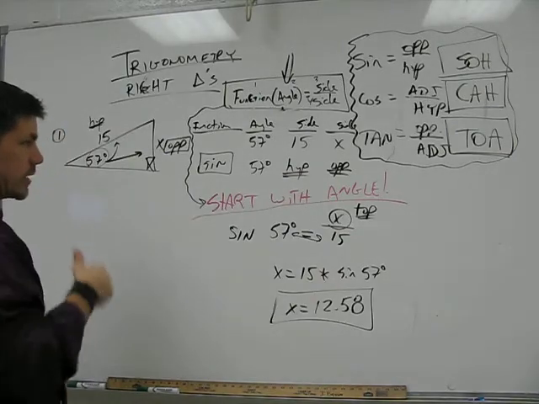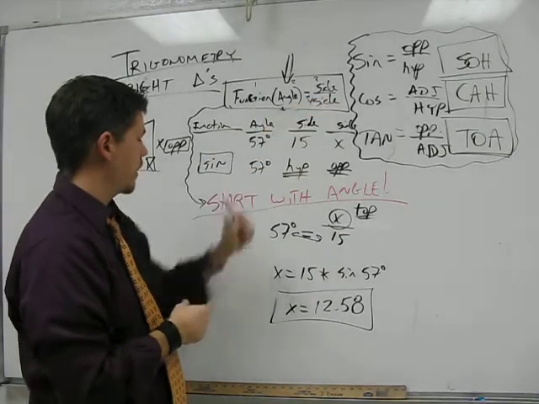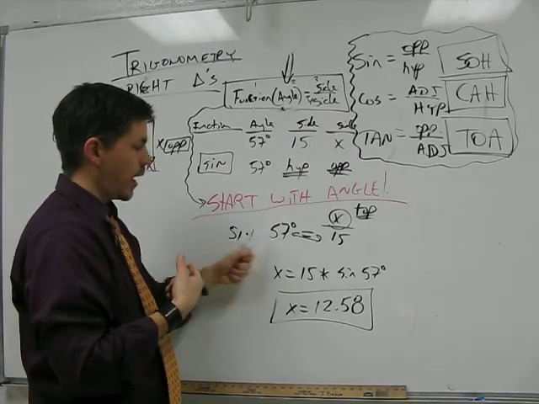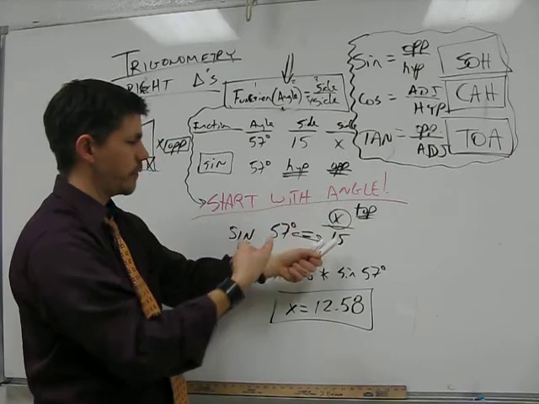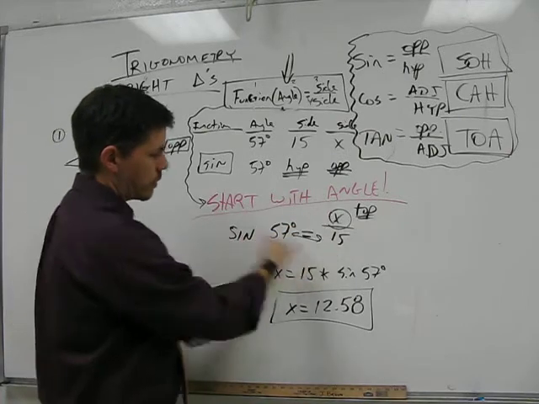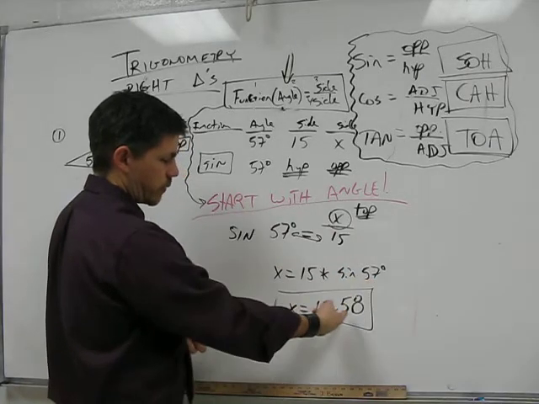So there's the explanation. So I'm going to set it up. Function of an angle is a side over a side. Function sine, angle 57. Side is opposite over hypotenuse, X over 15. When the x is on the top, you multiply. So I do 15 times sine 57, 12.58.